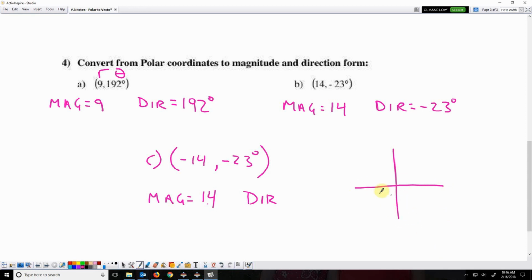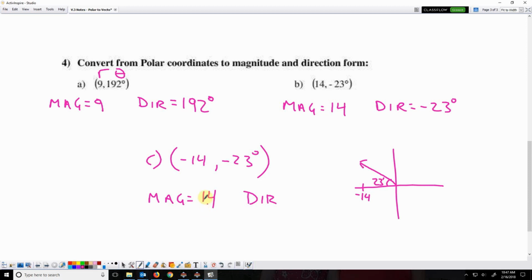Okay, so negative 14, we'll say that's about right there. And negative 23 degrees means clockwise 23 degrees. So that's about what the vector would look like.